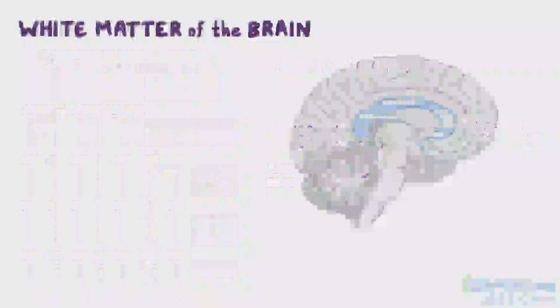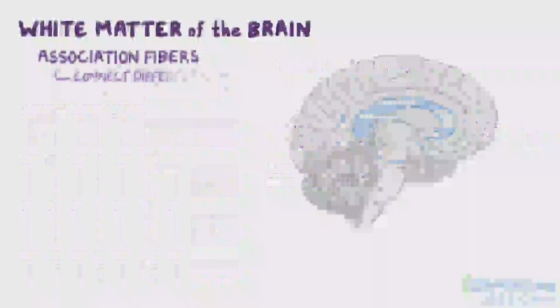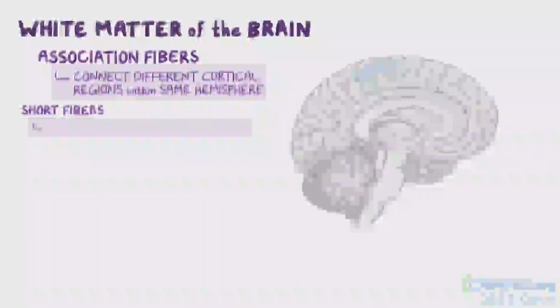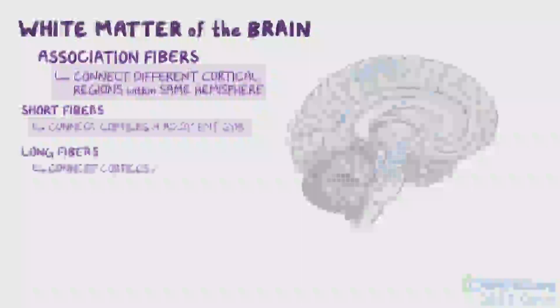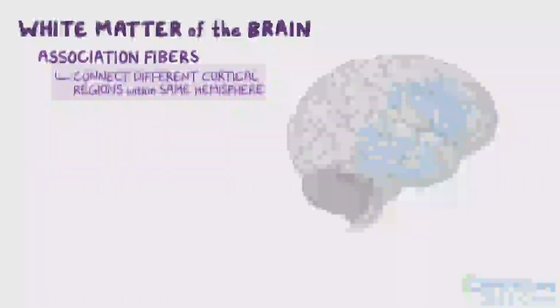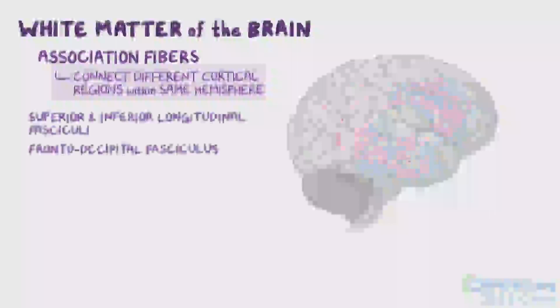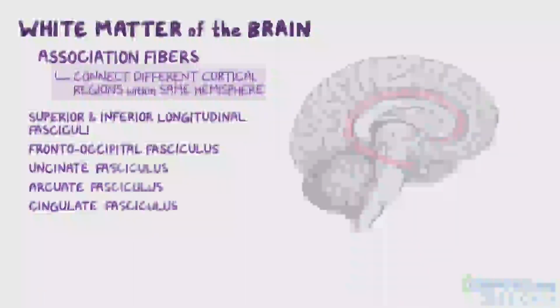On the other hand, association fibers connect different cortical regions within the same hemisphere. These fibers include the short association fibers, which connect the cortices of the adjacent gyri, and the long association fibers that connect the cortices of distant gyri. Long association fibers include the superior and inferior longitudinal fasciculi, the fronto-occipital fasciculus, and the uncinate, arcuate, and cingulate fasciculus.